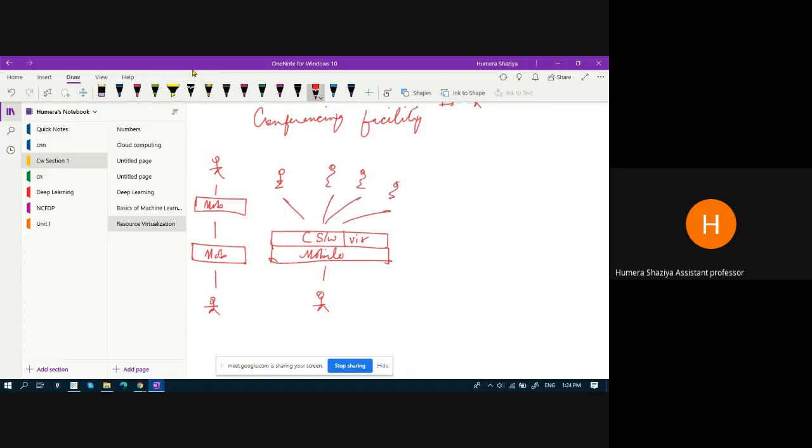Does this make sense to you? Yes, ma'am. Cleared your doubt? Yes, ma'am. The hardware device, mobile, is one, but if there is no conferencing facility, you cannot connect with multiple users at the same time. Otherwise you have to have multiple hardware devices essentially. Okay.